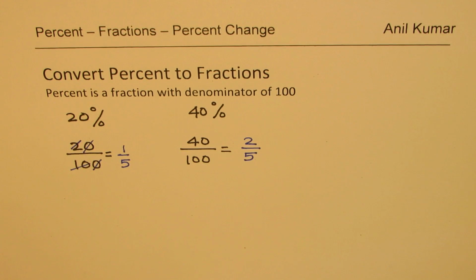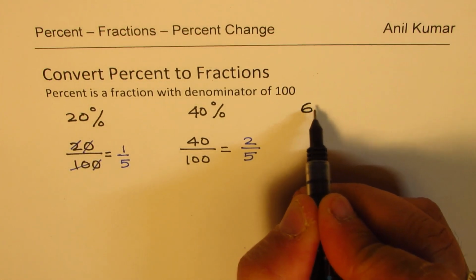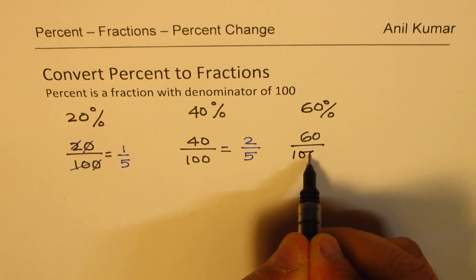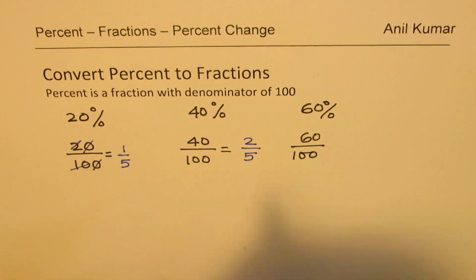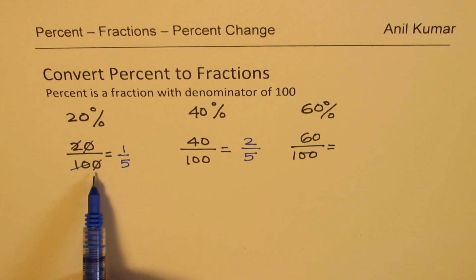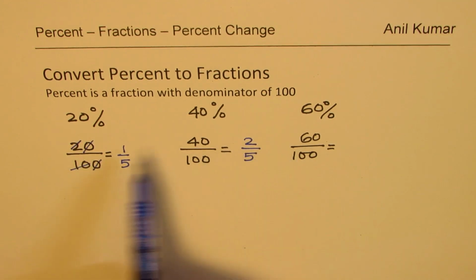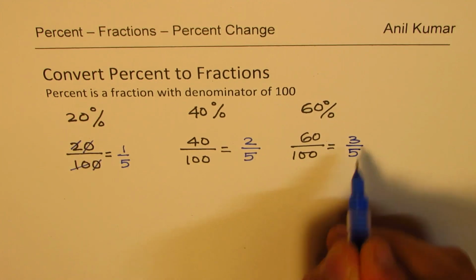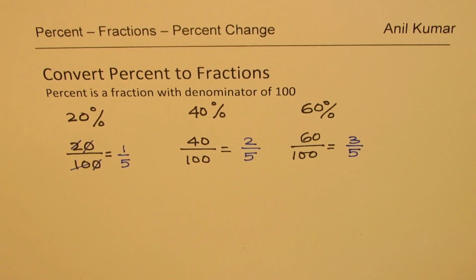See how automatically things come, and that is how we have to evolve our thinking, and that is what my idea is. So if I take this as 60%, then that means really it is 60 over 100. Well, I could simplify this fraction in the manner I did, or I could just correlate it with 20%, which is 1 over 5. 60 is 3 times 20, so it should be 3 over 5. Does that make sense to you, right? So that is how we can actually build our vocabulary about percent.